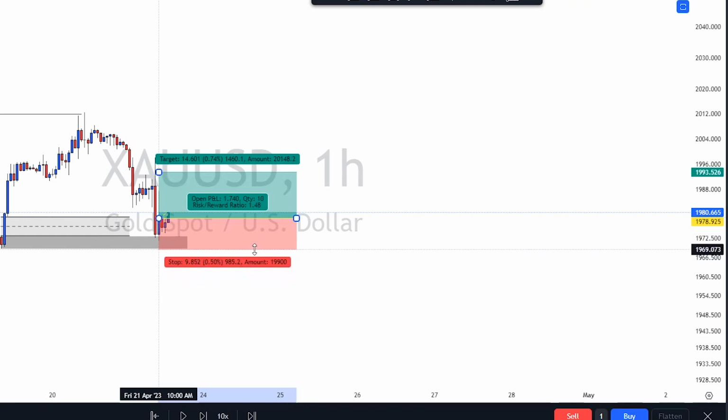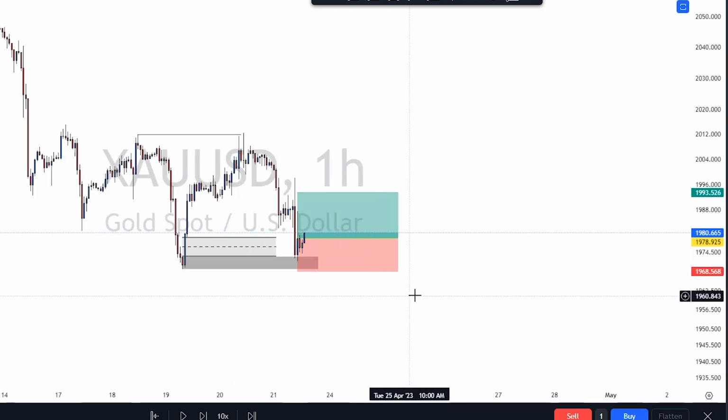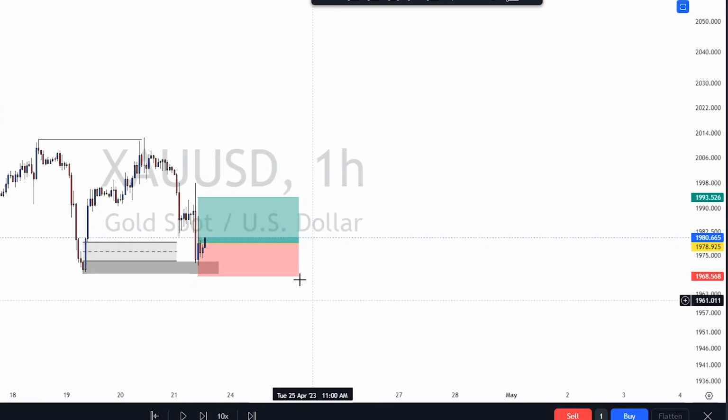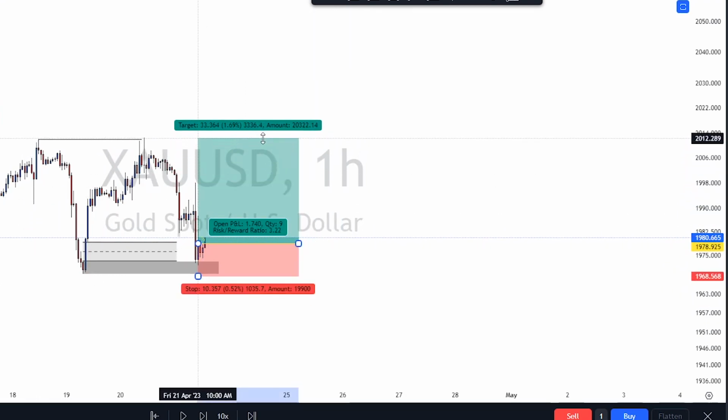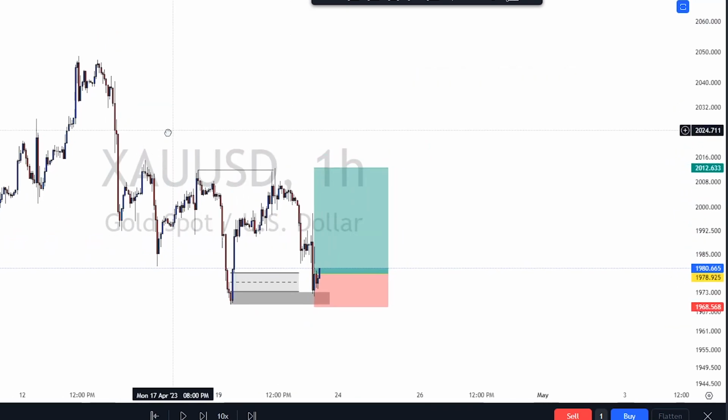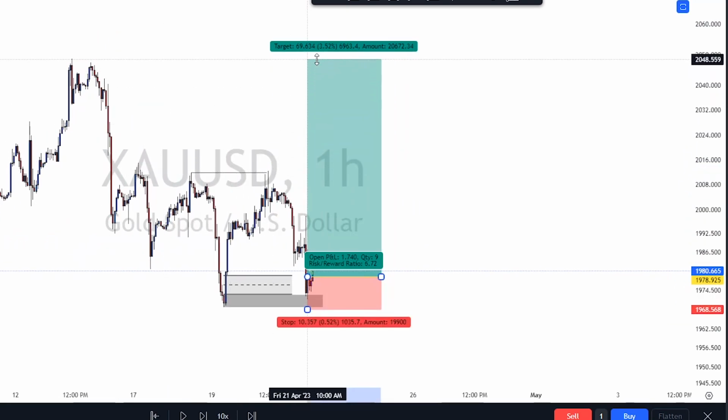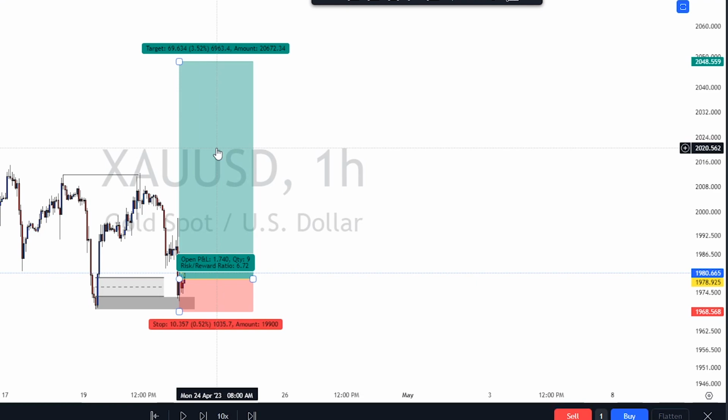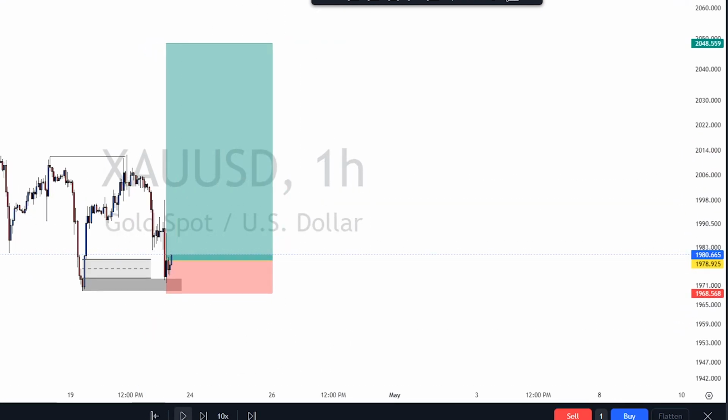You want to leave at least an extra pip, all right, just to cover your stop loss. And then you could always aim for this high right here, or previous high. As you can see up there, that would give us a 1 to 6 RR. All right, so let's see what happens.